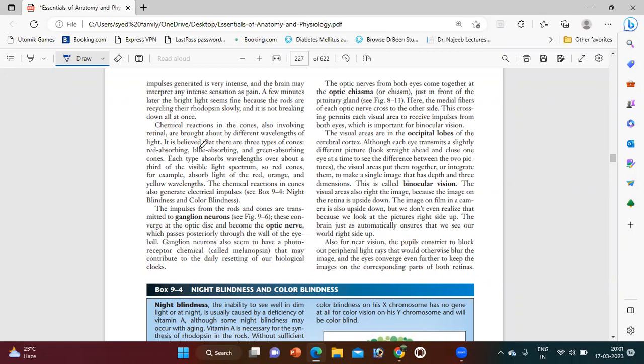Chemical reactions in the cones, also involving the retina, are brought about by different wavelengths of light. It is believed that there are three types of cones: red absorbing, blue absorbing, and green absorbing. Each type absorbs wavelengths over about a third of the visible light spectrum. So red cones, for example, also absorb red, orange, and yellow. The chemical reaction in cones also generates electrical impulses; defects cause night blindness and color blindness.